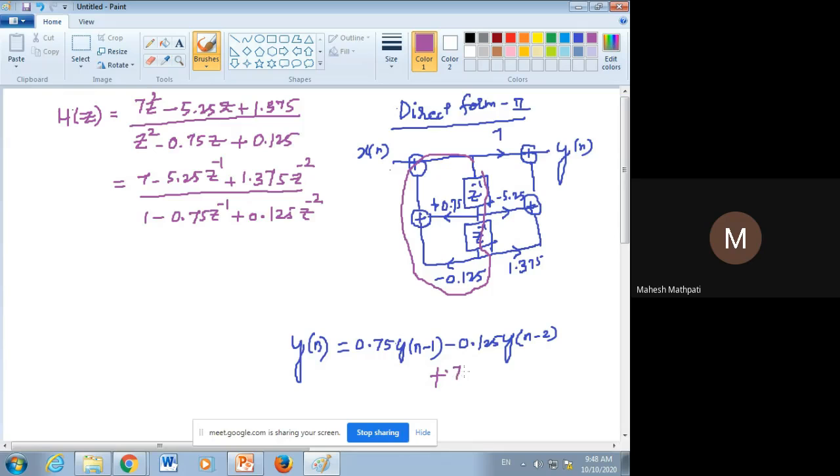7x of n. Yes, it is 7x of n plus, what next? Minus 5.25x of n minus 1, then next plus 1.375 x of n minus 2. So this is what we are directly writing, the equation from this diagram, which is the same as our direct form 1 equation. Check once whether it is the same as that of direct form equation 1.